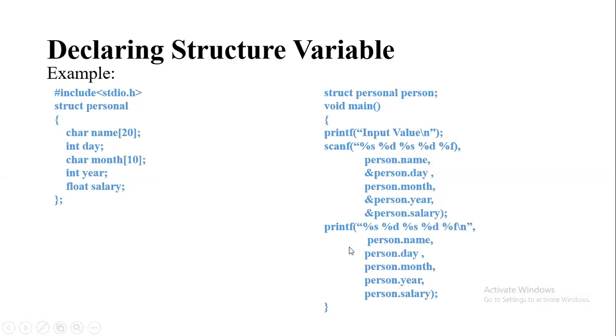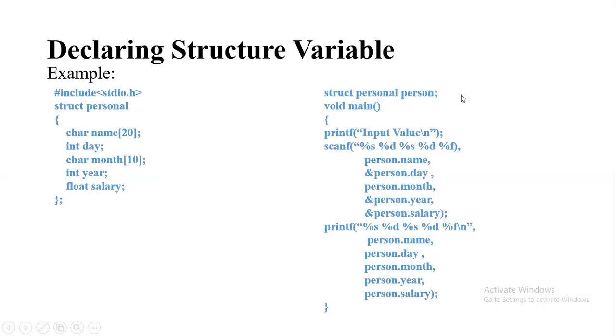So this is how each structure member can be accessed, right? Person is a structure variable and these are the structure members. To access each of them, we will use a dot operator. Person dot name to access the name, person dot day to access which date he was born, person dot month for the month he was born, person dot year for the year the person was born, person dot salary for the salary of that particular person.